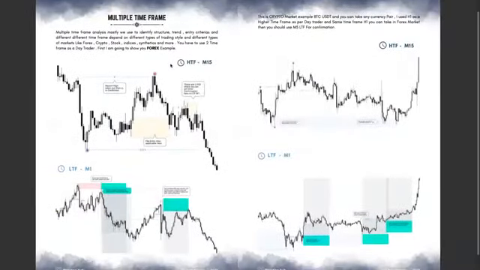This is multiple time frame analysis in front of you. Look at how it actually works. First, identify the higher time frame POI and inducement, and then switch into the lower time frame and then sell. Simple.